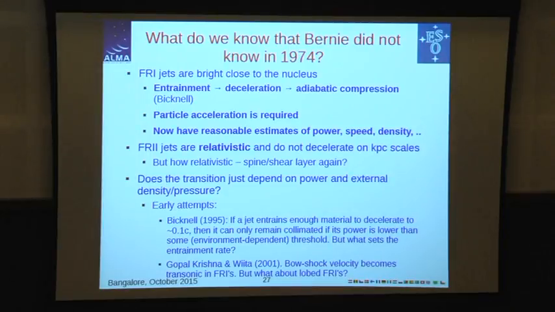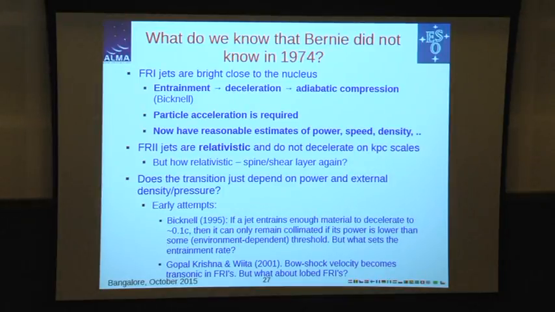We've discovered since then that the FR1 jets also have to accelerate particles effectively, otherwise they wouldn't emit synchrotron X-rays. And we now, I think, have a consistent picture of the way that they slow down. We understand what their power is, how their speed evolves with distance, and how their density evolves. And so it's not just adiabatic compression, it's also dissipation of energy, which leads to high energy emission.